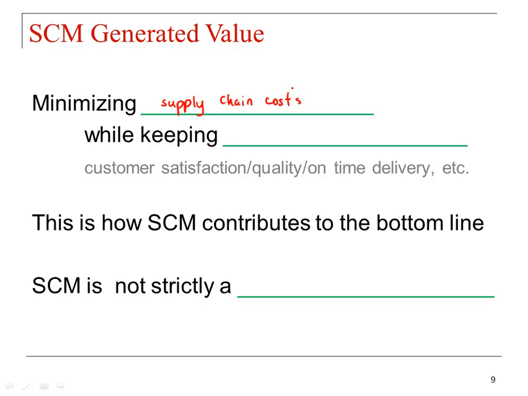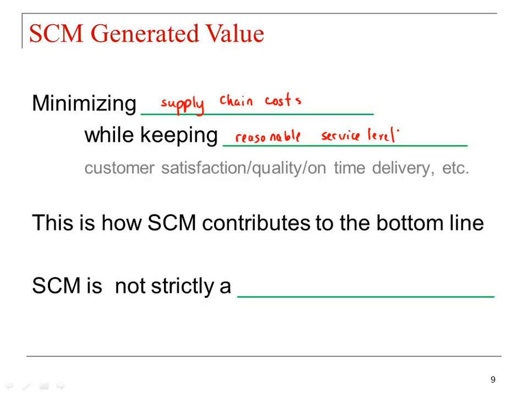While keeping a reasonable service level. Okay, so it's not that we're going to optimize, we're going to reduce costs and try to provide the goods at the cheapest cost possible. We also need to take into account the customer service. So that includes the quality of the product and the on-time delivery. So this is how the supply chain management contributes to the bottom line.